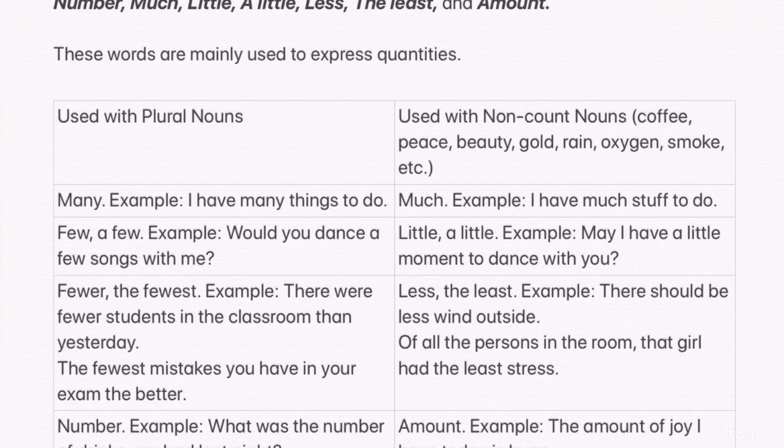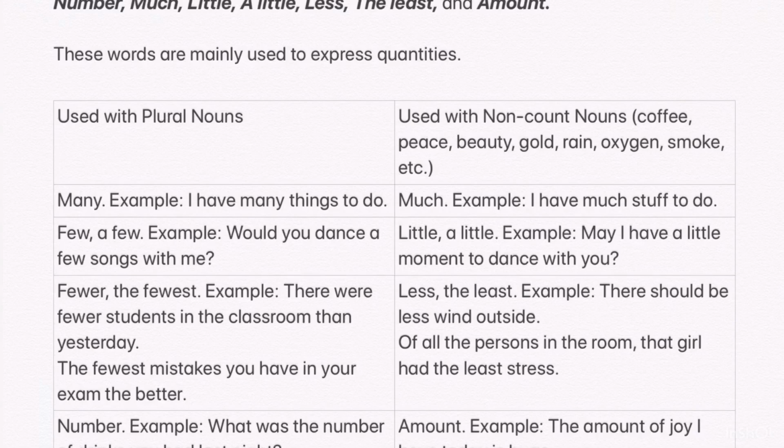Okay, we're gonna use with plural nouns many, few and a few, fewer and the fewest, and number. Why? Because these sentences have plural nouns. I have many things to do. Our plural noun there is things. Will you dance a few songs with me? We got there songs, that's plural. There were fewer students in the classroom than yesterday. That would be students.